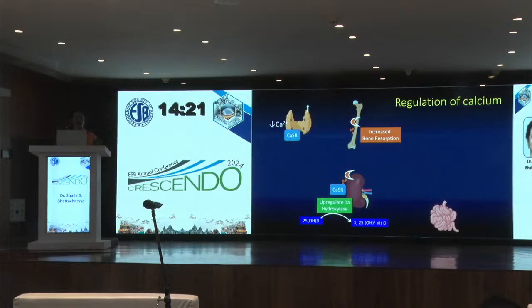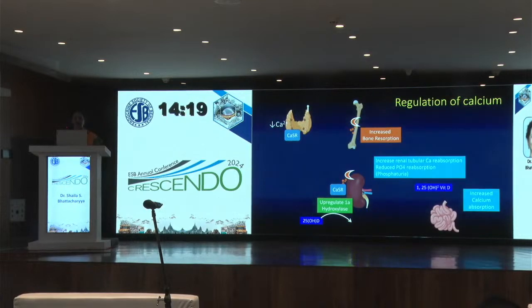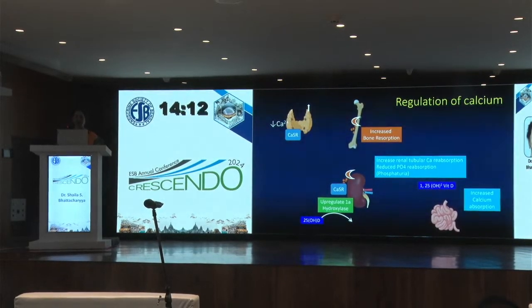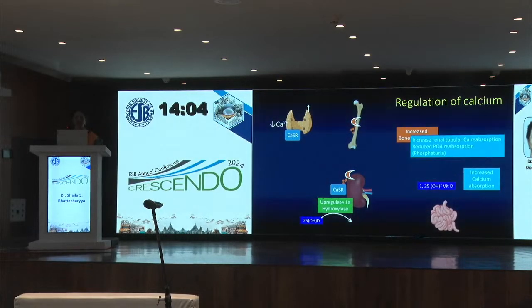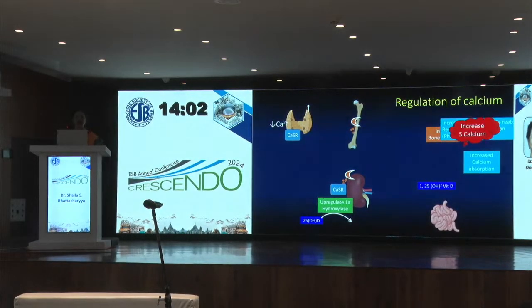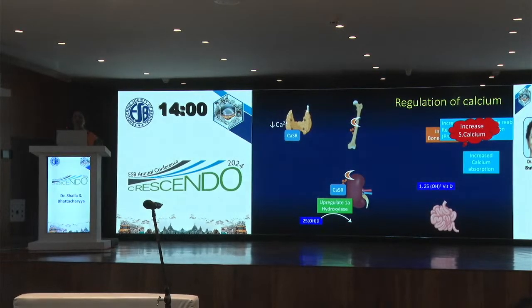This active form of vitamin D acts on the bones, on the kidneys by increasing the renal tubular calcium reabsorption, and also causes phosphaturia. And at the level of the gut, it increases the calcium absorption. Thereby, all these three mechanisms increase the calcium and make it eucalcemia in the body.